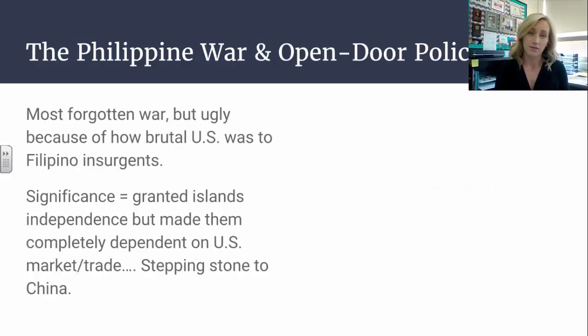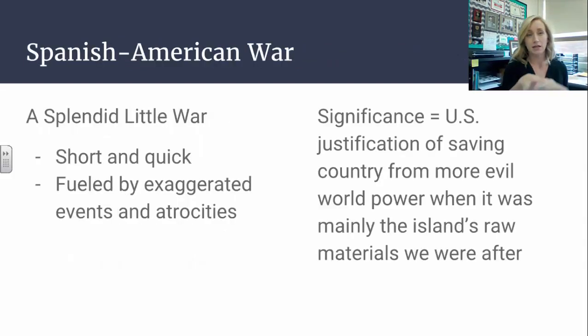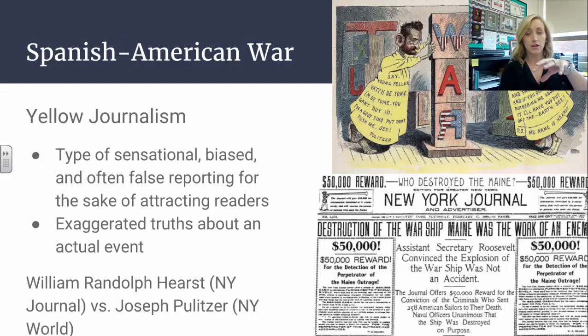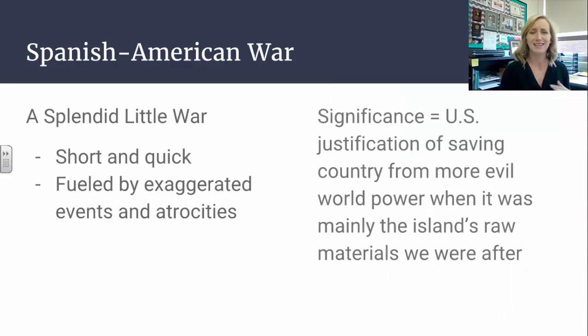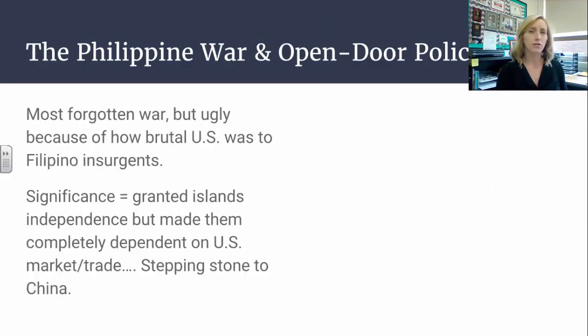So the Philippine War, the last little war that we'll talk about, is incredibly similar. It's a more forgotten war in American history, but it was not small and it was not pretty. It was ugly because of how brutal the United States was to Filipino insurgents. Back in the Spanish-American War, with this yellow journalism piece, the Spaniards committed atrocities, like corralling civilians into concentration camps and just executing people. It was so atrocious. And yes, that was happening, but we were totally not paying attention to any of the American atrocities committed in the Spanish-American War.